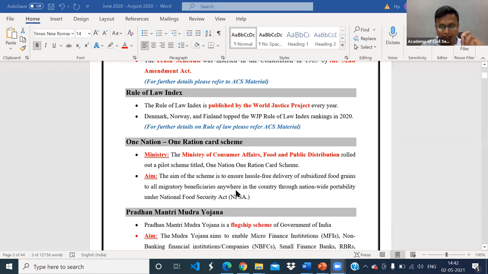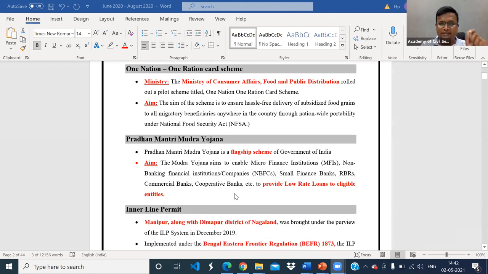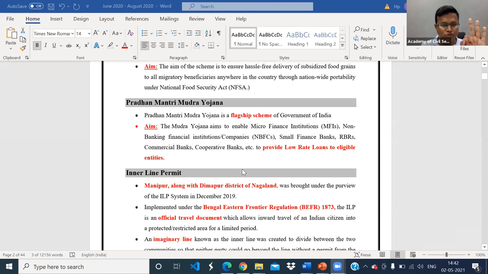One Nation One Ration Card, I have discussed with you in detail in last week's class. Pradhan Mantri Mudra Yojana, we have studied in detail in the economy class. Am I right? Pradhan Mantri Mudra Yojana's aim is refinancing the entrepreneurs. We have studied Shishu, Kishore, Tarun: 3 types of loans are there under the Mudra Yojana.